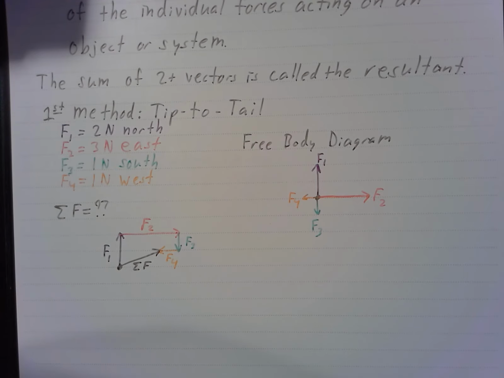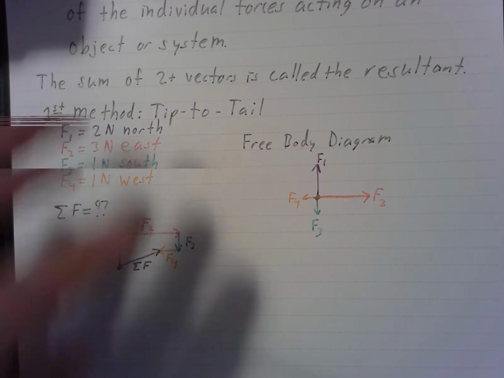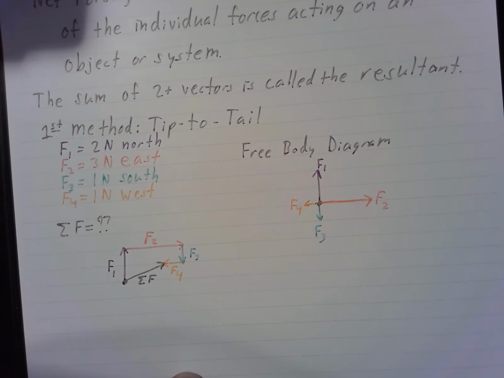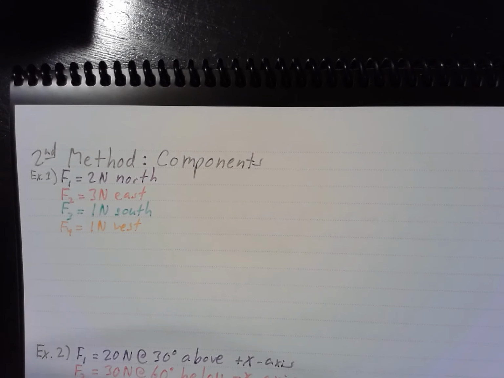Okay, and so unfortunately this video is a pretty long video, so we're going to move on to the other method, which takes a little bit more time but yields very accurate results. The second method is called the component method, or adding things based on their components. We're going to use the same 4 vectors that we just did and add them by the component method.